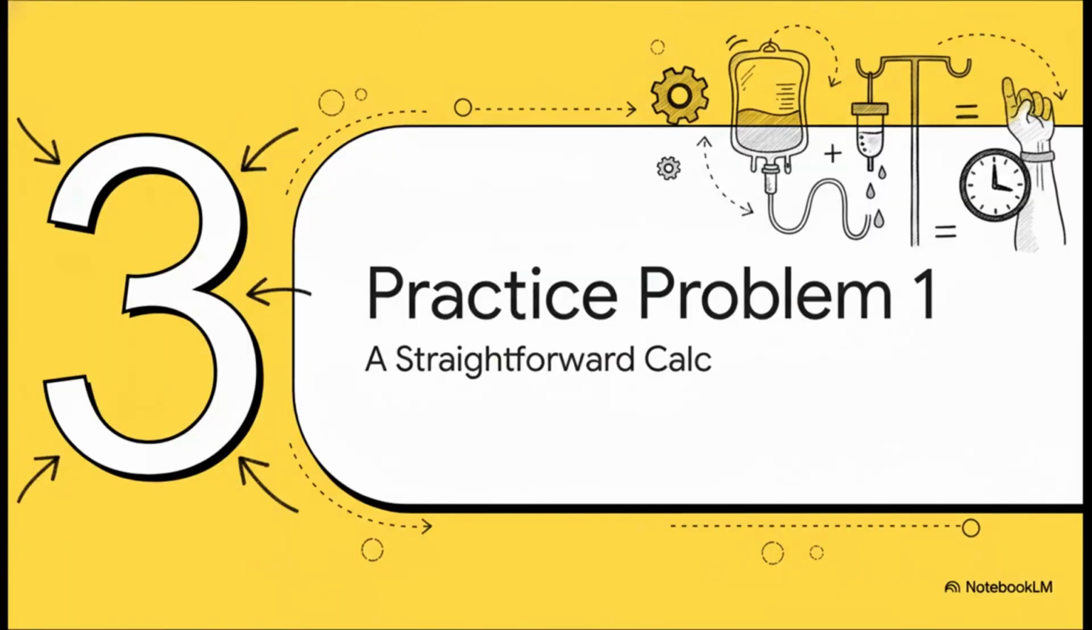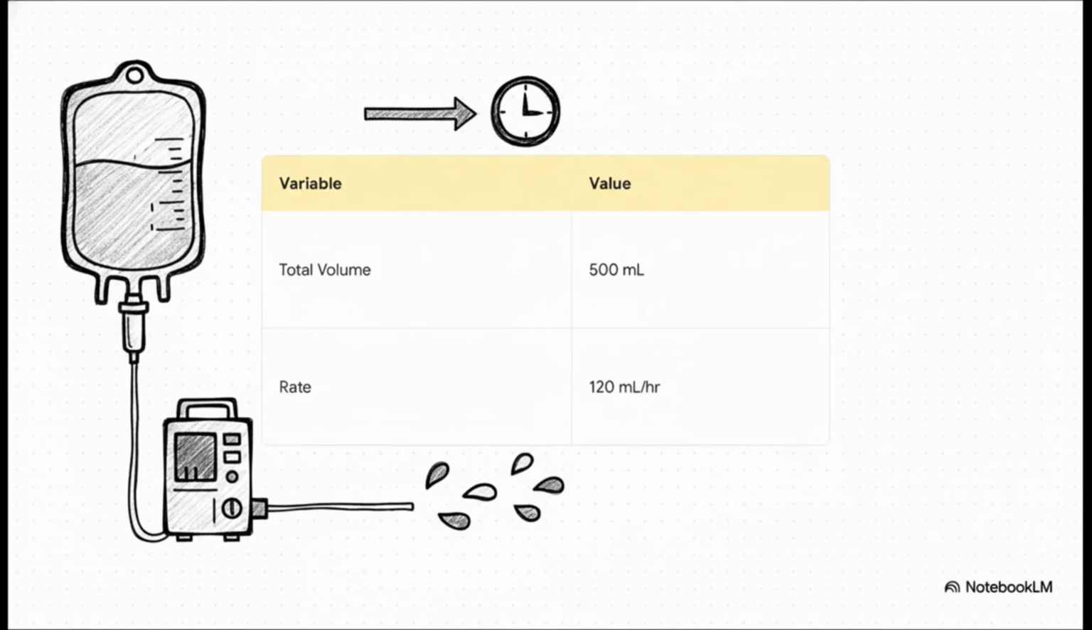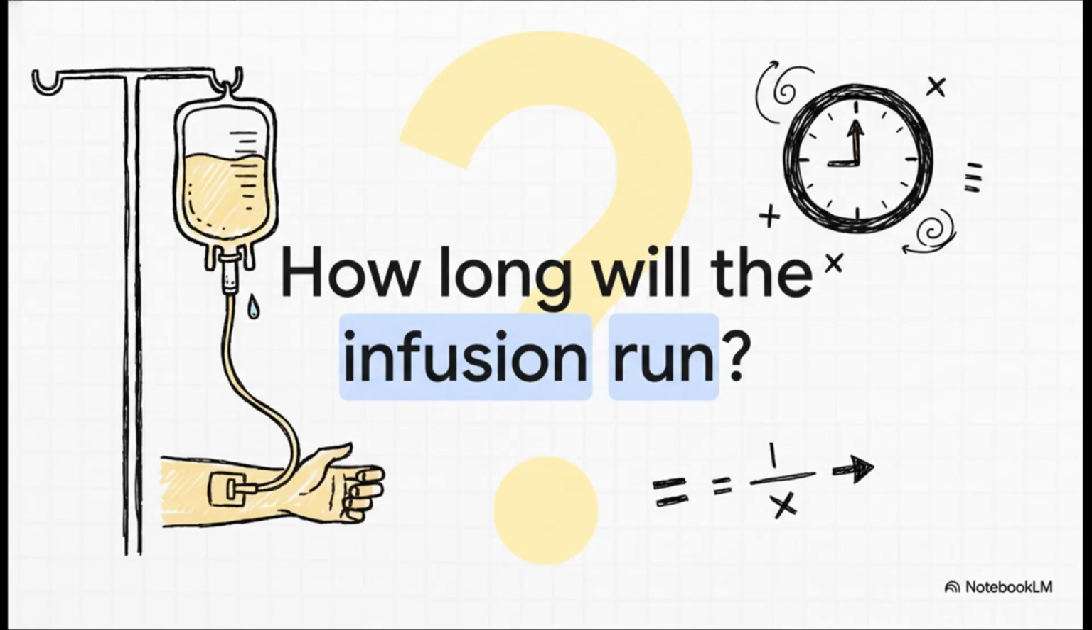Okay, time for a practice run. We're going to start with a really straightforward example just to see the formula in action. No tricks, no curveballs, just a direct application of what we just learned. Okay, here are the numbers for our first problem. We've got a total volume of 500 milliliters to infuse, and the pump is set to a rate of 120 milliliters per hour. We have our volume, we have our rate, we have everything we need. So the big question is, based on those numbers, how long is this infusion actually going to take?